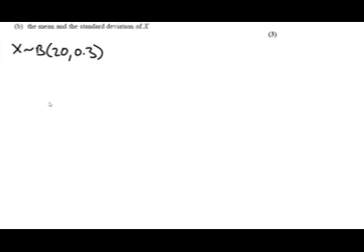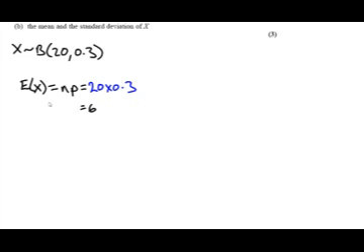Okay, so in the next part of the question, we're asked to find the mean and the standard deviation of X. Since this is a binomial distribution, I know the mean is going to be represented by E of X. E of X is going to equal NP, and I know that N is 20, and we know that P is 0.3. Okay, so the expectation is going to be 6.